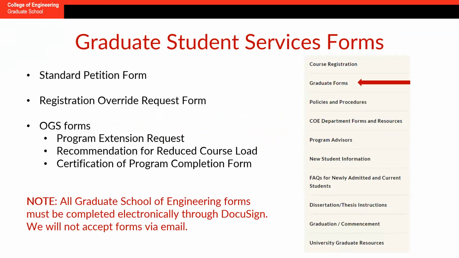Whenever you need to find a form, make sure to visit the Graduate Student Services website and click on the Graduate Forms tab. Please note that all Graduate School of Engineering forms must be completed electronically through DocuSign. We will not accept forms via email or paper forms. On the next slide, we'll watch a short video where Leslie will walk us through the process of submitting a standard petition form through DocuSign. The process will be very similar for all other Graduate Student Services forms.